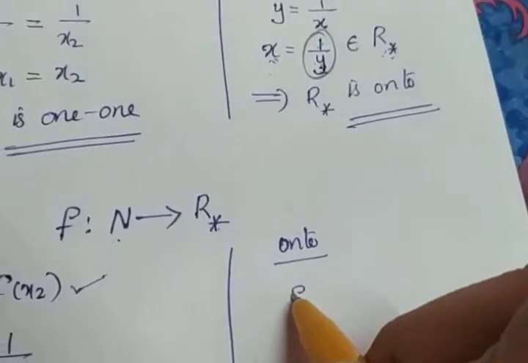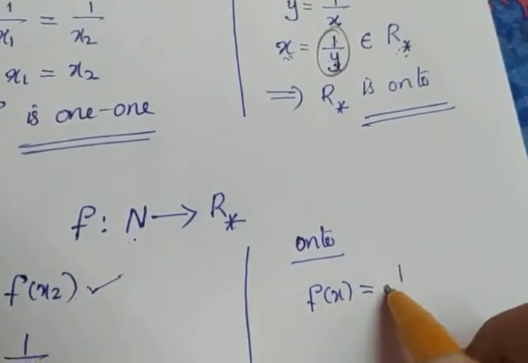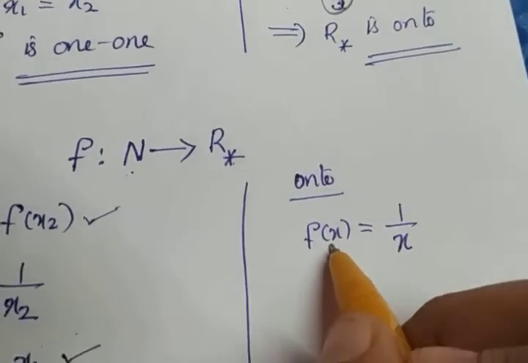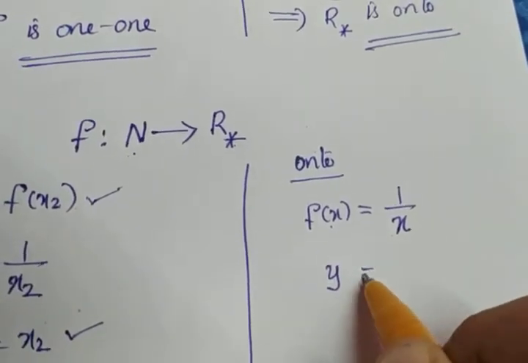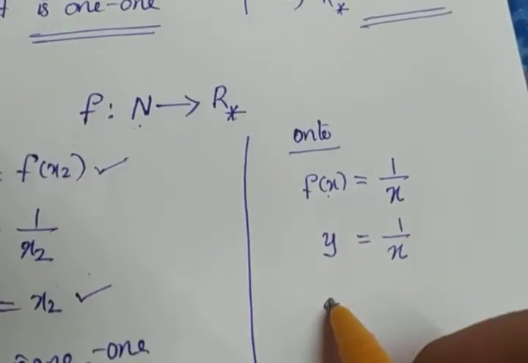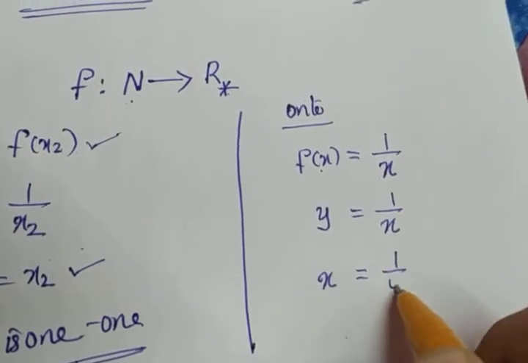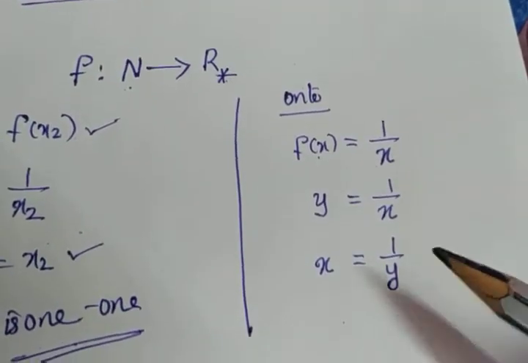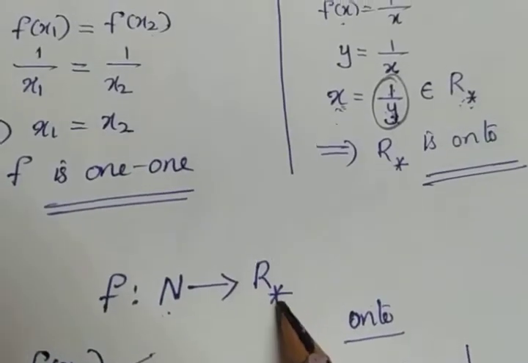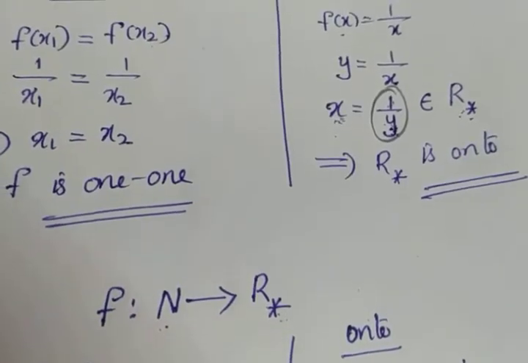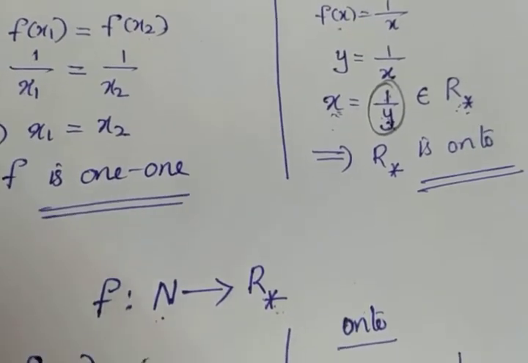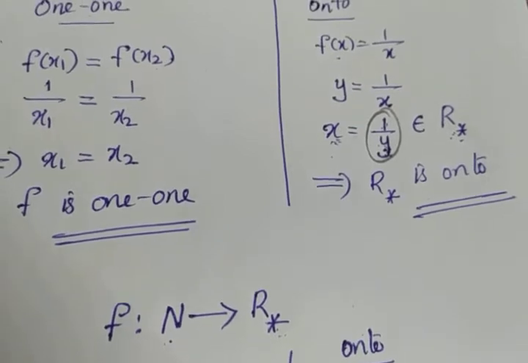To check whether it is onto, what we will do? We will take the function f of x equal to 1 by x. That is the given function. Instead of f of x, replace by y. y is equal to 1 by x. So what will be x? x is equal to 1 by y. What is y? y is an element of R star. y can be any real number, integer, fraction, negative number, any real number.